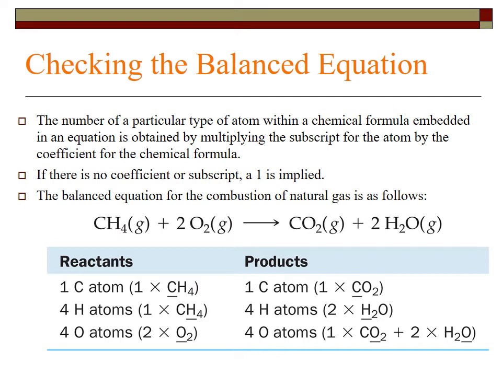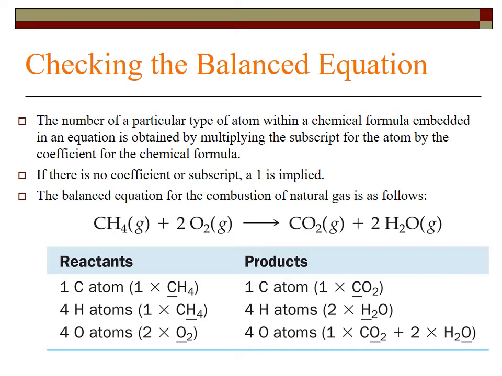I have my coefficient out in front again, which is a 1. It's understood. 1 times 4 gives me 4 hydrogen atoms. And we said the oxygen, 2 times the subscript 2, gives me 4 oxygen atoms, all on the left-hand side of the equation. Looking over at the right-hand side, 1 carbon atom. The carbon dioxide is the only one with a carbon atom. Water does not have carbon.